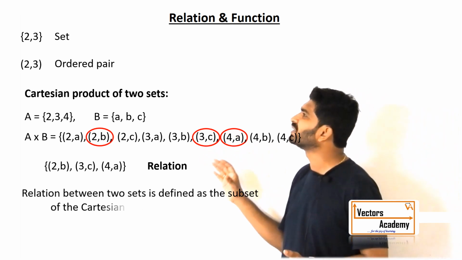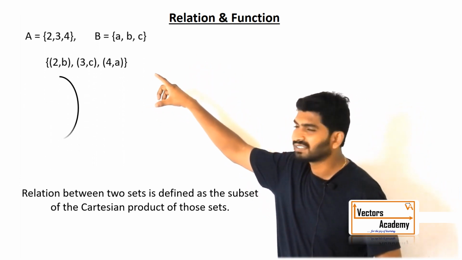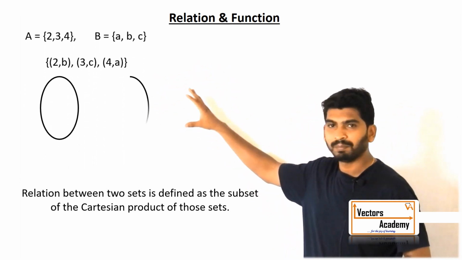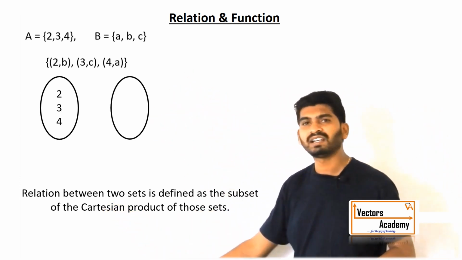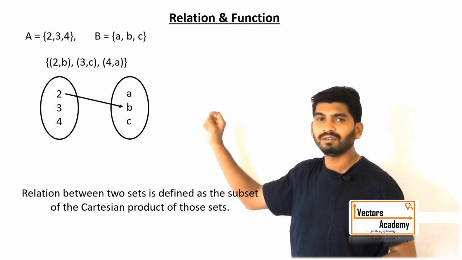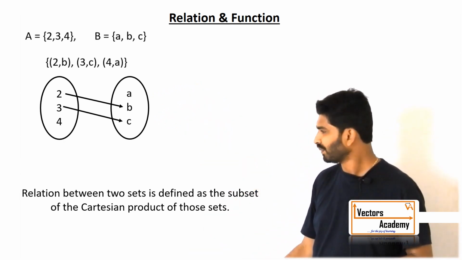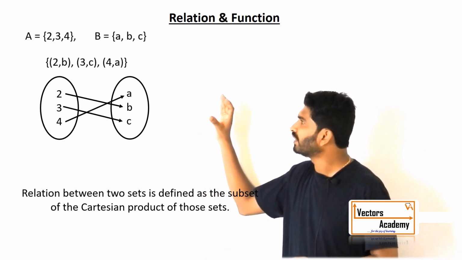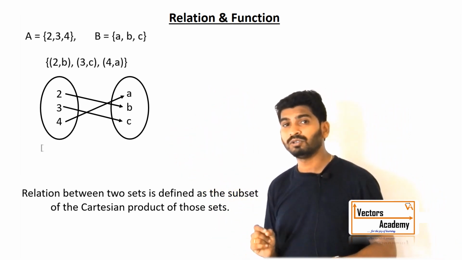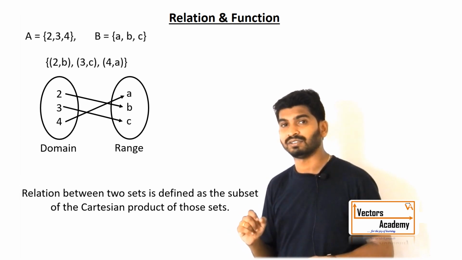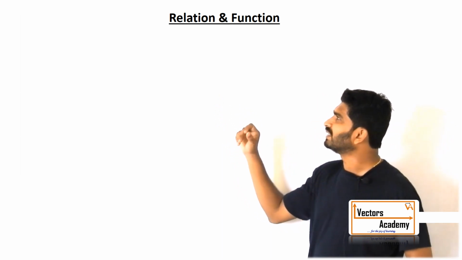Now, let us see how it is represented graphically. In this, the first set is the set A and the second set is the set B. Now, we will put arrows where they are related. For example, 2 is related to b, so 2b will be one of the arrows. 3 is related to c, so 3c is one of the arrows, and so on. This is how we represent a relation graphically. The first set is called the domain, whereas the second set is called the range. This is a relation. Now, moving on to the next thing, that is a function.